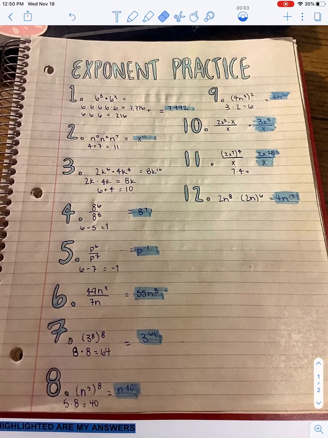I wanted to go through and go over the exponent practice problems that you completed a couple of weeks ago. Hopefully you're okay. I thought we had a Zoom meeting scheduled today at 12:30. So like I said, I hope you're okay.